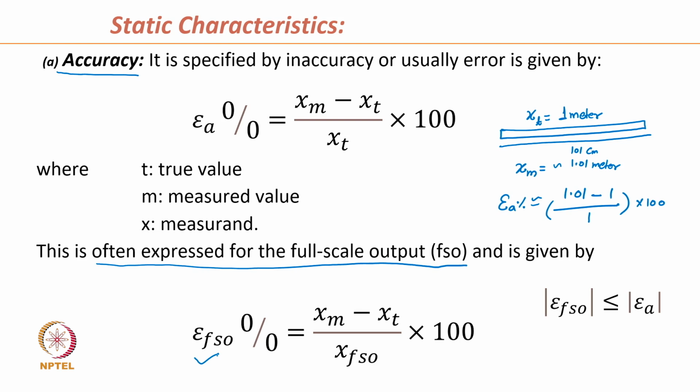complete full scale reading. So, we define this by epsilon FSO is equal to xm minus xt, which is the measured value and the true value, but this is now divided by the full scale XFSO, which is the full scale output of the sensor, and we multiply again with 100 so that it is in percentage. So, this error is often expressed in terms of the full scale output.